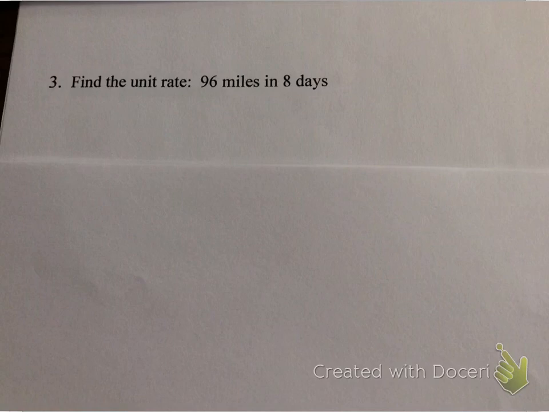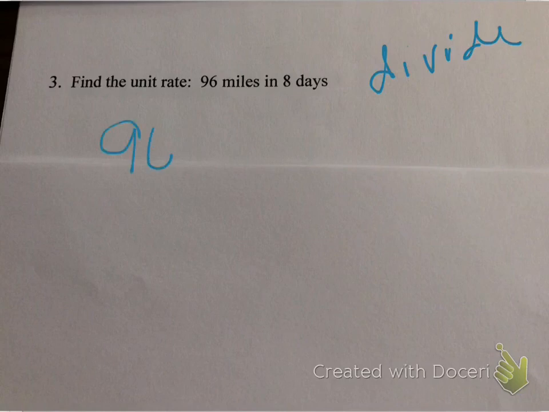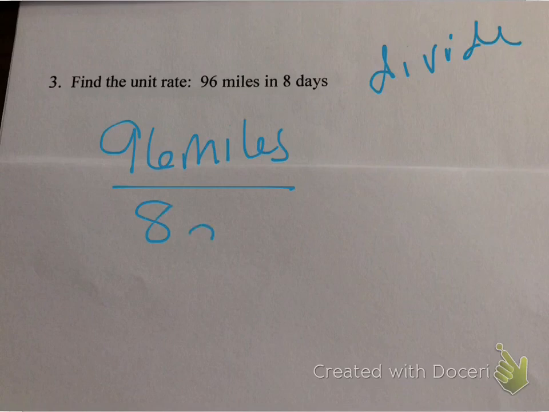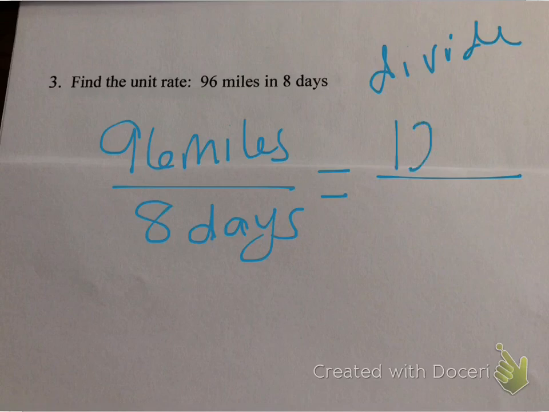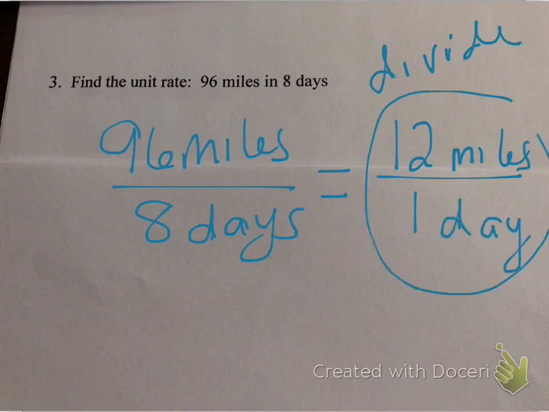Finding the unit rate, 96 miles in 8 days. Unit rate, we divide. So we're going to take 96 miles and divide it by 8 days to find out how many miles per 1 day. 96 divided by 8 is 12 miles in 1 day. And that's your answer there.